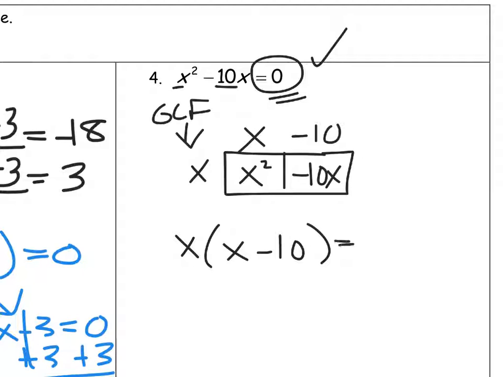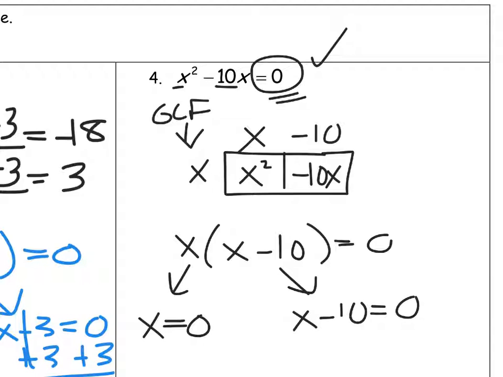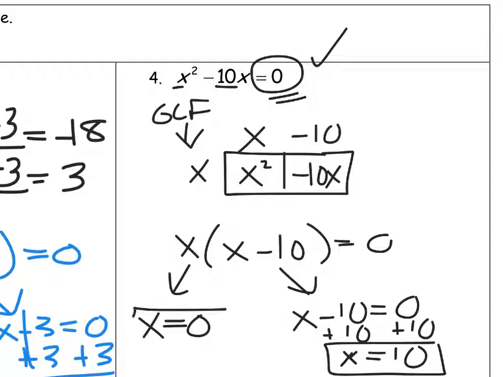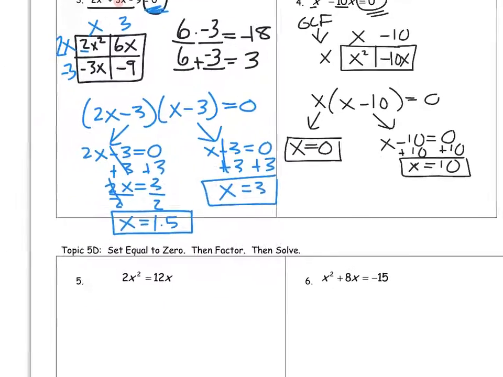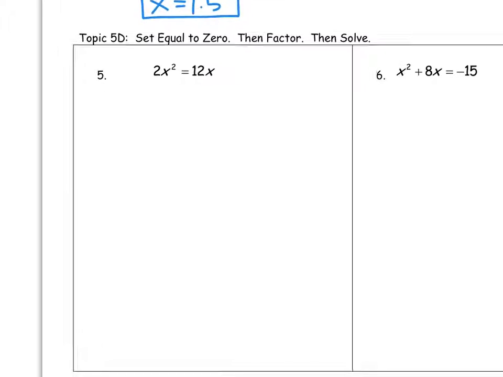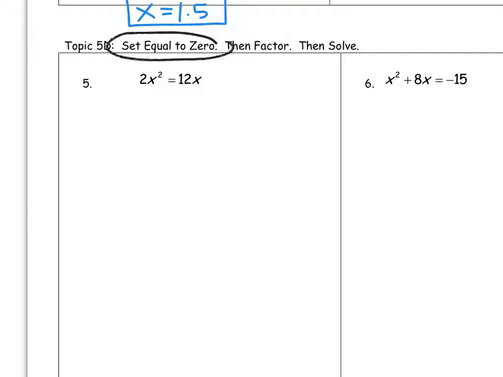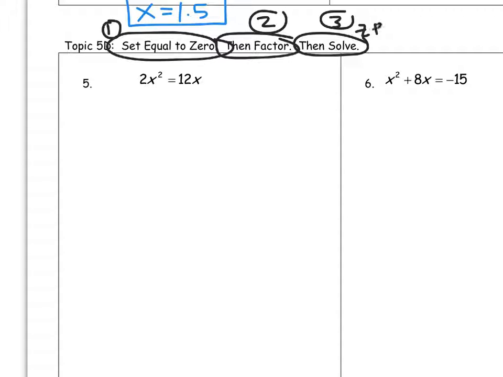My original equation is equal to 0, and we'll solve. X equals 0. X minus 10 equals 0. Add 10. We get x equals 10 as one solution, x equals 0 as the other. Okay, we have two more, and these are the most difficult. They have a lot of steps. Look at these steps. Step 1, set equal to 0. Step 2, factor. Step 3, solve using ZPP.